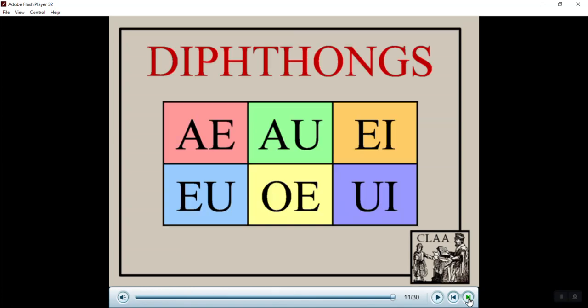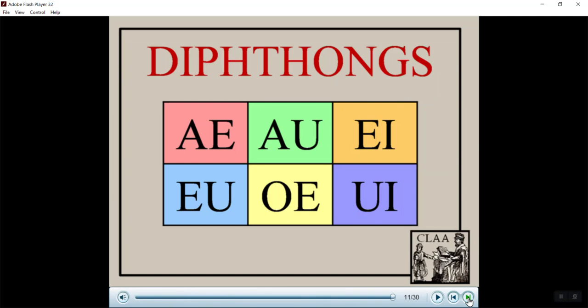In Latin, there are 6 diphthongs. We need to memorize these diphthongs because when we read, we must remember to read them as a single sound and not to break them up into 2 sounds.